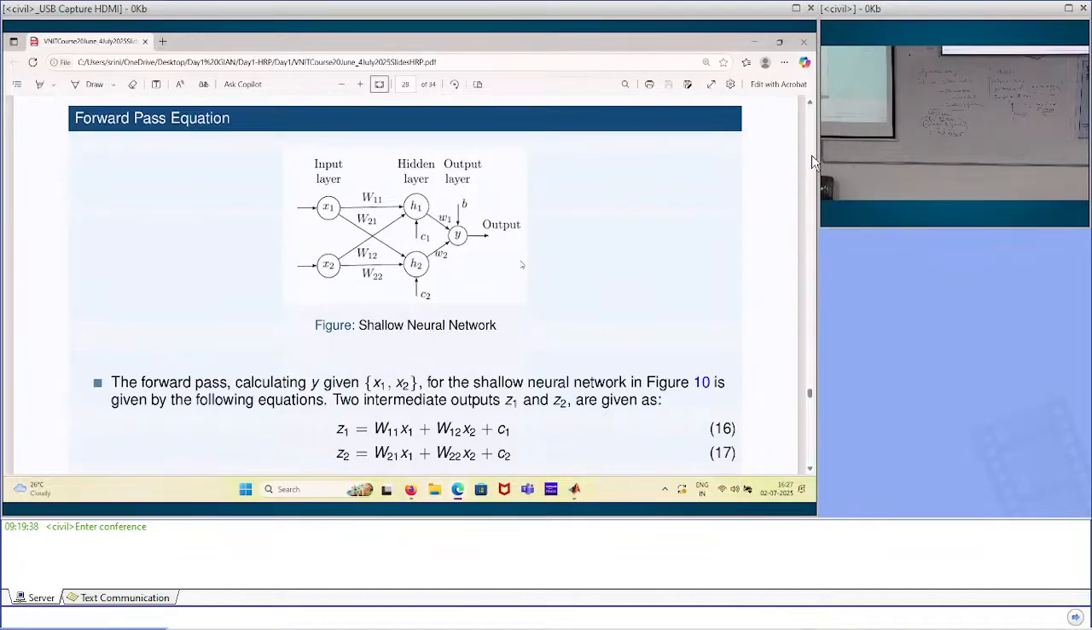So then we need to keep going. We need to keep going from left to right, right? So input is x1. So h1 is what we feed to the next stage. What is h1? What is the value of h1?